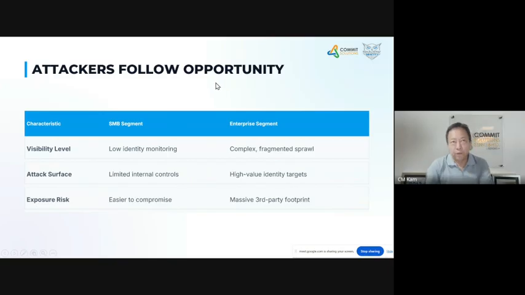From my experience in discussions with companies of all sizes, I want to do a quick comparison here between the SMB segment and the enterprise segment. People in the SMB segment think, hey, I'm small, nobody will really target me. That's where I think the perception is very wrong, because in the SMB, because you're small, your identity monitoring is also low. You do not have a sophisticated enterprise system to really manage that.